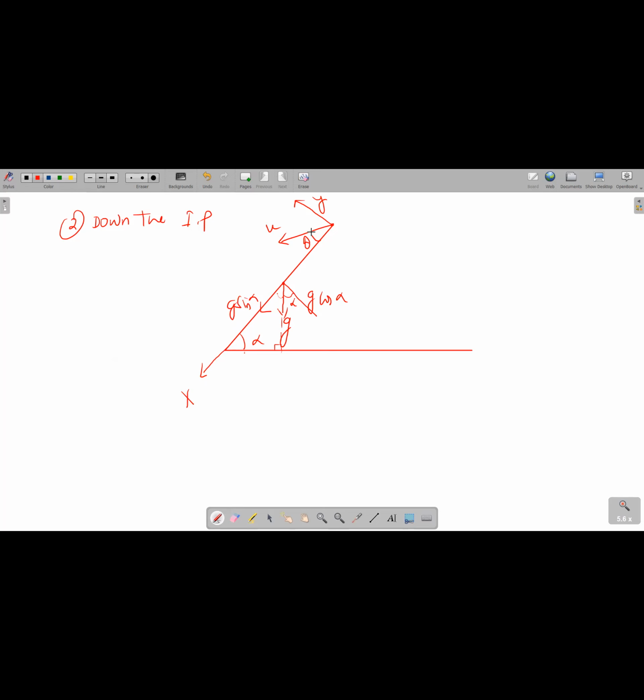Now suppose I ask you to find the time of flight. The time taken in this complete journey is the time of flight. So again, how will you find it? The y displacement is 0, that is, displacement along the y-axis is 0. So you can apply this formula.